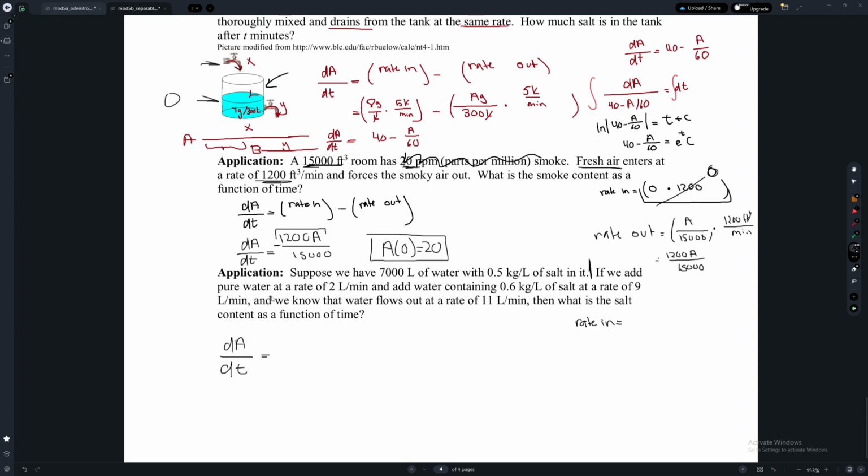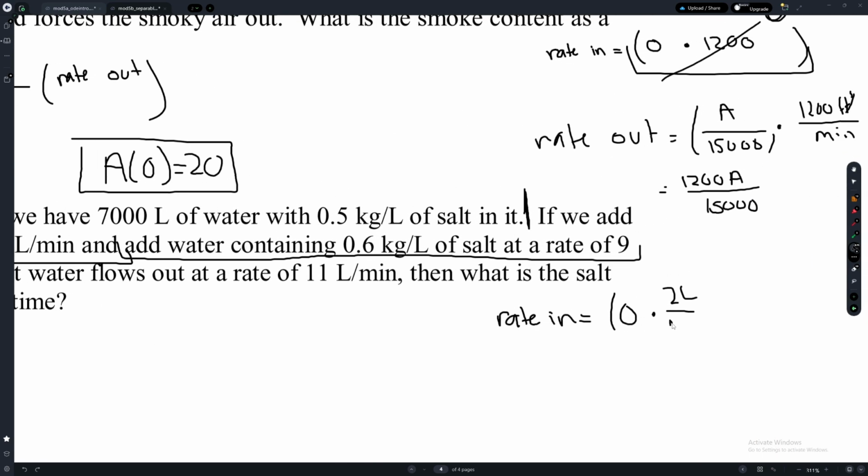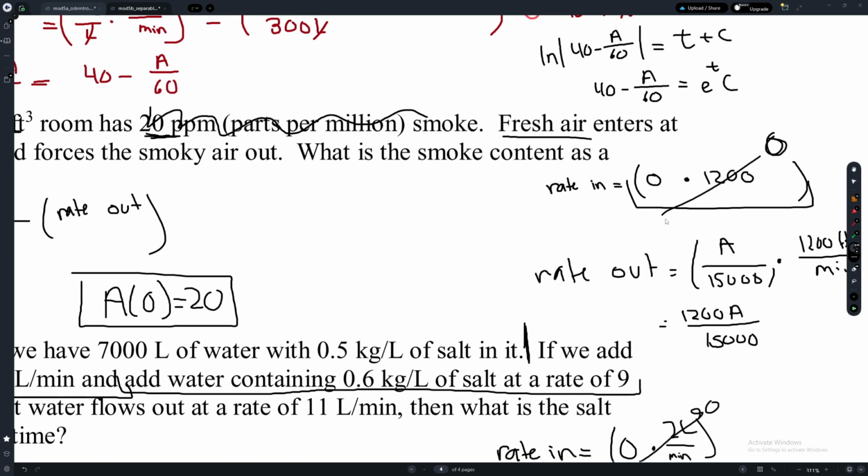If we add pure water at a rate of 2, and add water containing 0.6 kilograms of salt at a rate of 9... Okay, so what this tells you is we have two faucets. One gives us pure water, and one gives us salted water at 9 liters per minute. So our first rate in, how much salt do we have? 0 times the water, 2 L per minute. This is per minute, right? So this turns to 0. That's my first one.